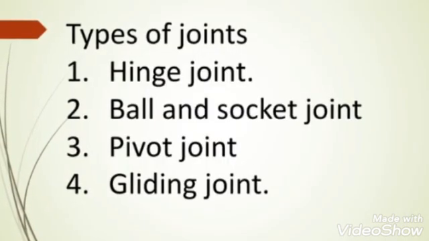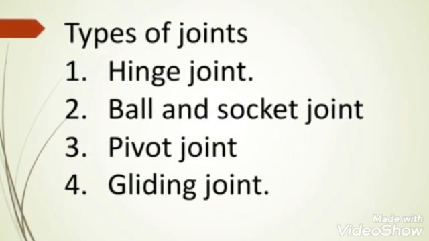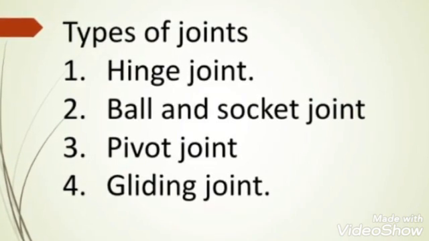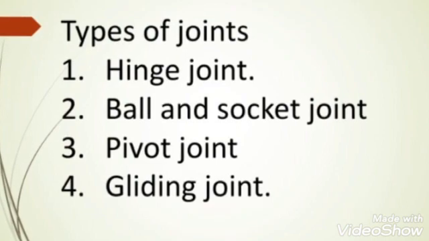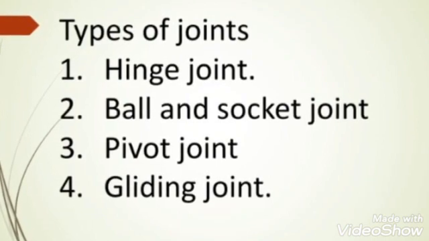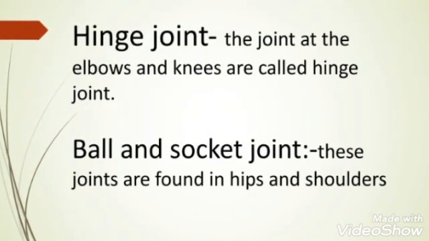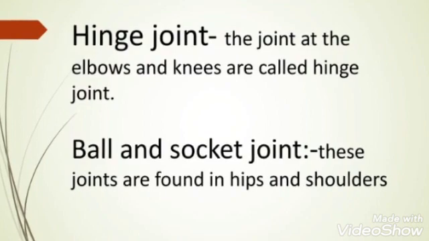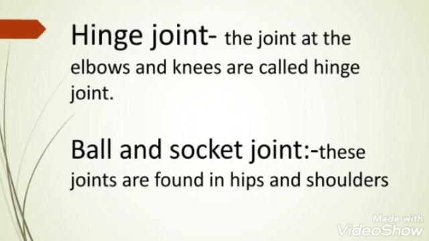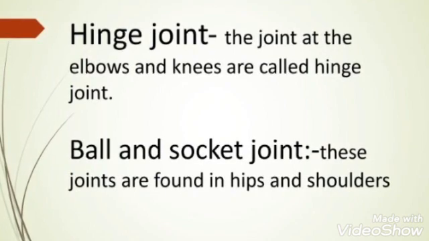There are 4 types of movable joints in our body: hinge joint, ball and socket joint, pivot joint and gliding joint. Now we are going to discuss hinge joint. The joints at elbows and knees are called hinge joints. And one important thing, hinge joints allow the bone to move only in one direction.